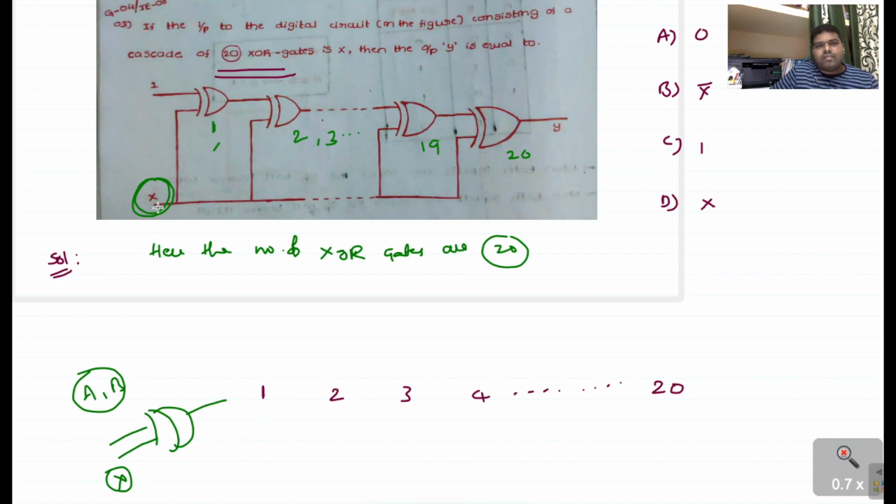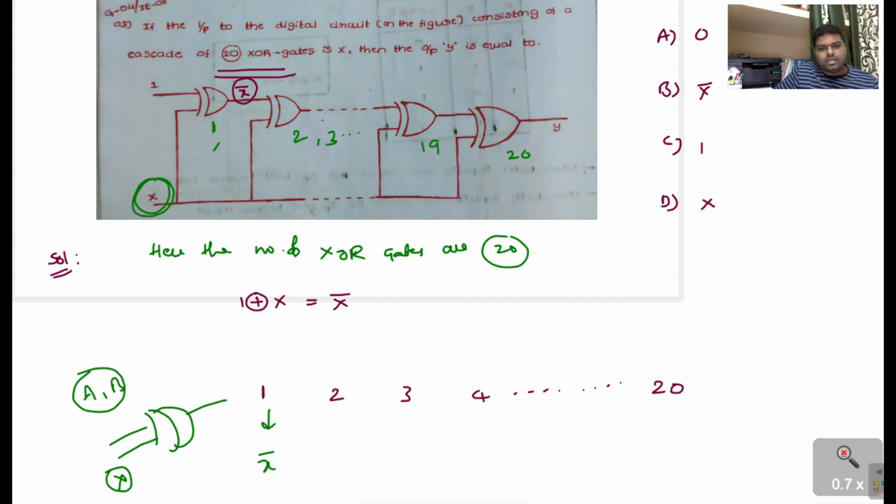So first I will take the first gate. For the first gate the inputs are 1 XOR X. So what is the answer? 1 XOR X is X bar. So here you will get X bar. And for the second gate, you should mention this output at this particular place. So for the first gate the output is X bar.